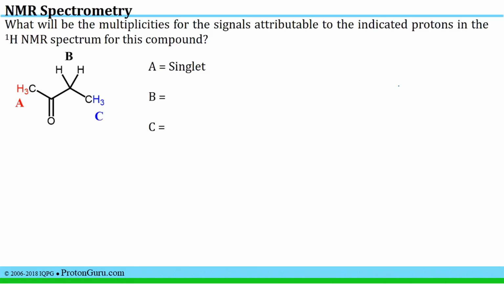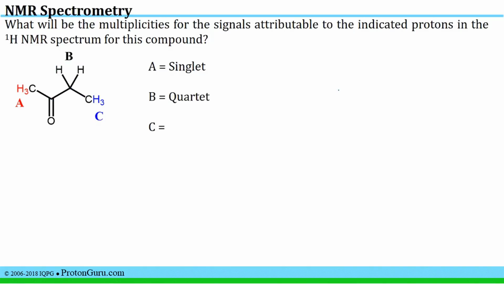Now if we move on to signal B, those protons are on this carbon. When we look at the neighboring site, how many protons are here? 0. How many protons are on this neighboring carbon? 3. So now the multiplicity equals n plus 1. N is 3. So the multiplicity is 4.